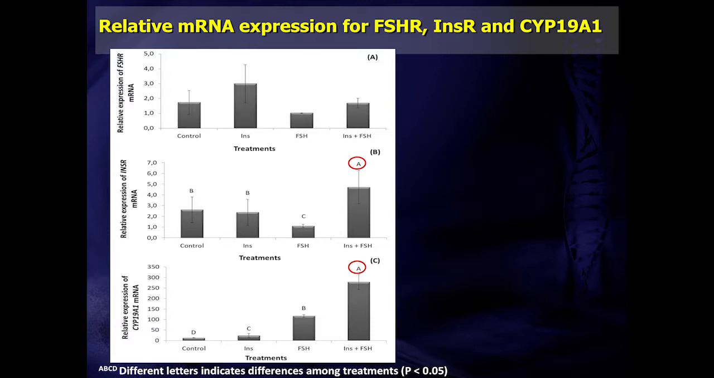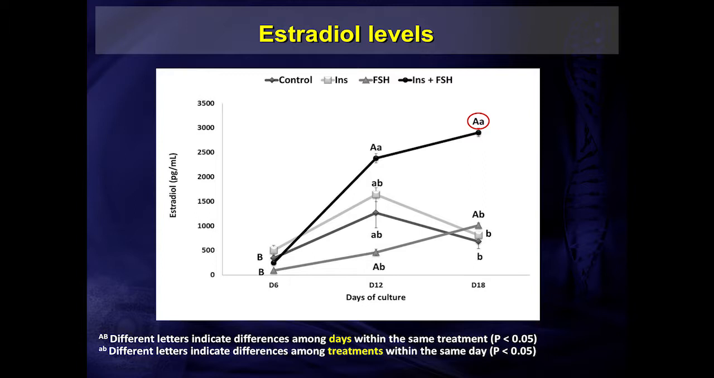Insulin plus FSH also significantly increased the mRNA expression for insulin receptors, aromatase, and also estradiol production.